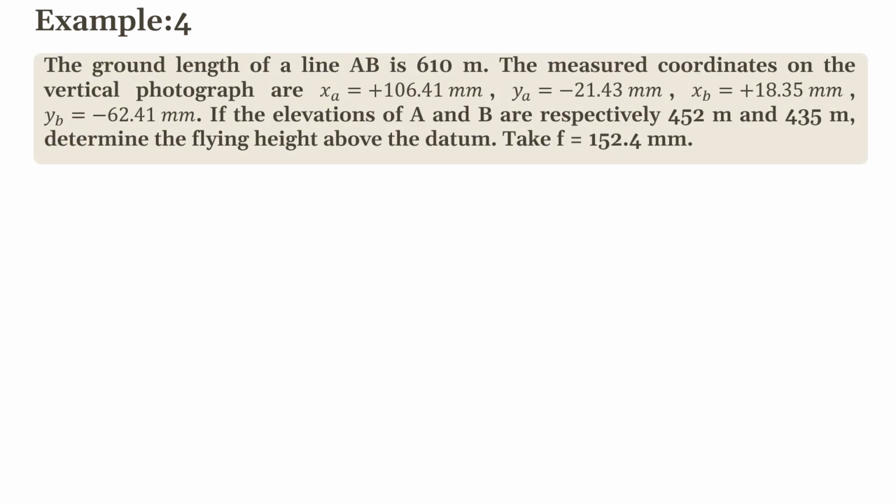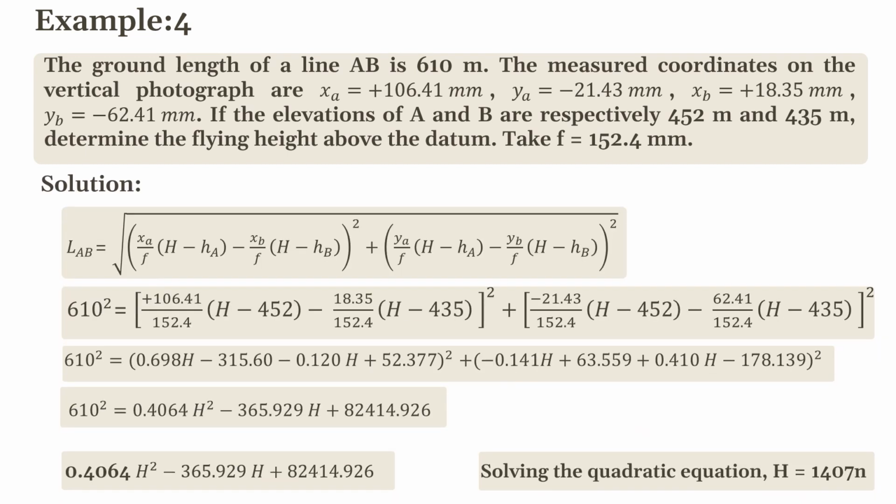Another example for you: the ground length of a line AB is 610 meter. The measured coordinates on the vertical photograph are xa is equal to 106.41 mm and ya is equal to minus 21.43 mm, xb is equal to 18.35 mm and yb is equal to minus 62.41 mm. If the elevations of A and B are 452 meter and 435 meter, determine the flying height above the datum. Take f is equal to 152.4 mm. So, let us solve this example step by step.